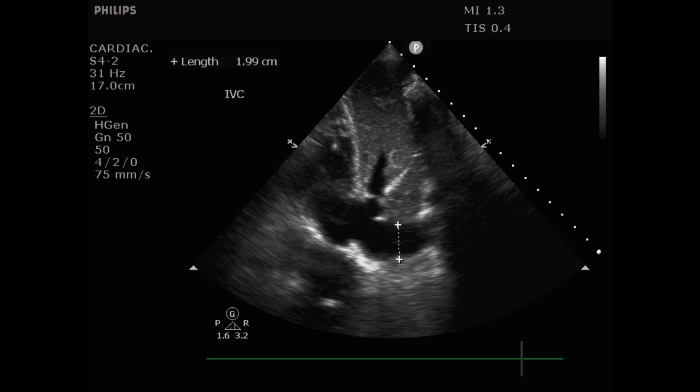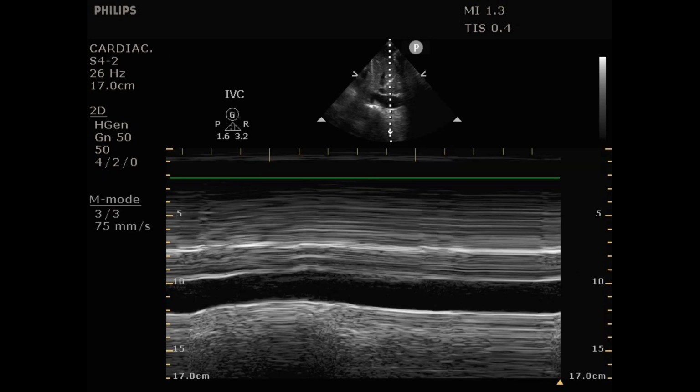So that's the IVC. Here's an example of a very large IVC measured out about 2 centimeters. And if you put some M mode on here, you can see there's just no collapsibility with respiration. So this is someone with a relatively high CVP, which can be interpreted in the context of what else is going on with this particular patient.